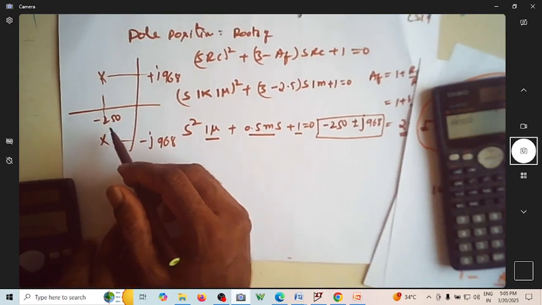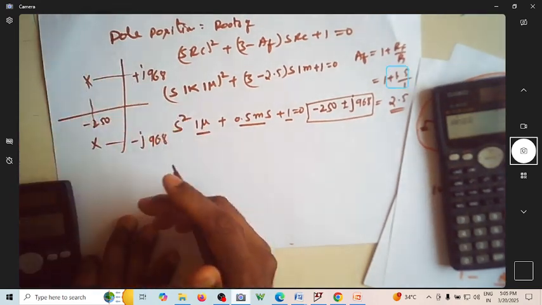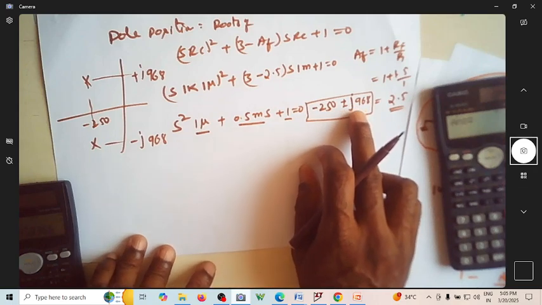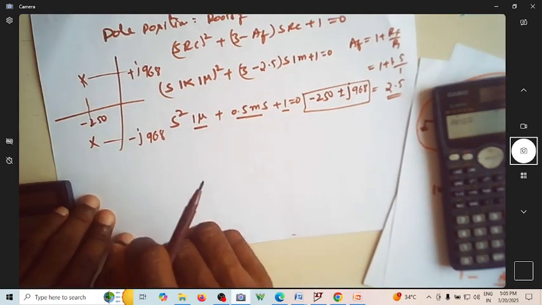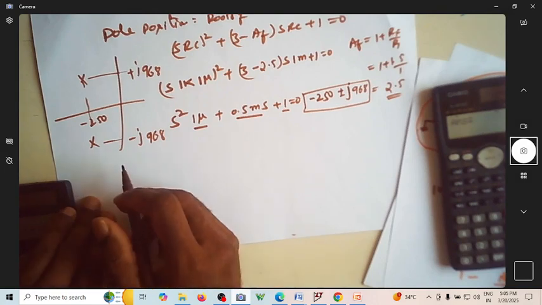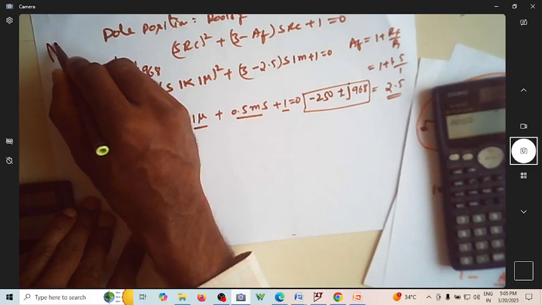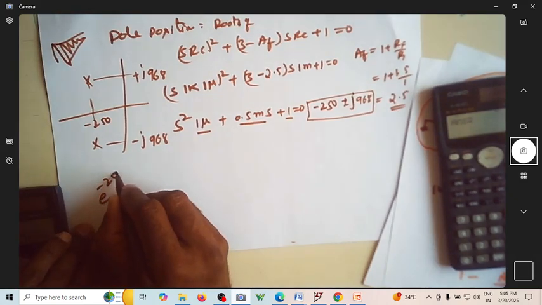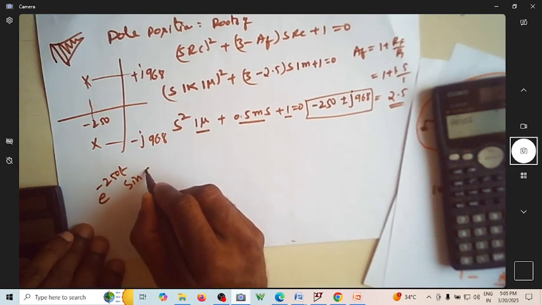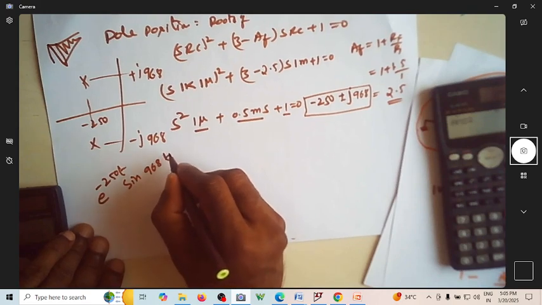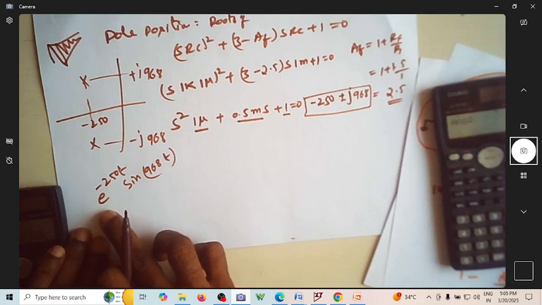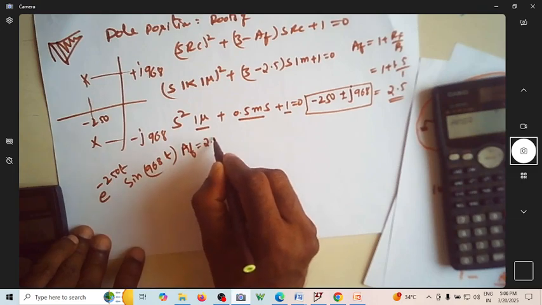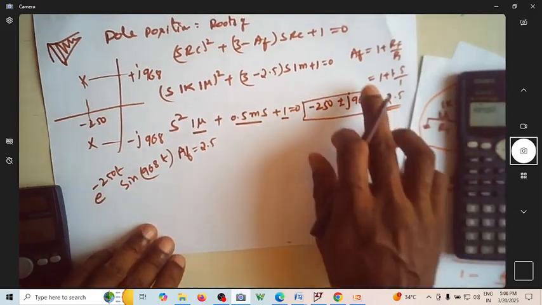We know that the system will be stable if the poles are on the left hand side of the s-plane. So you can see it is minus 250. This is your pole position. So if you give a spike as your input, you'll get this type of oscillations. So this will end up with e power minus 250t sine 968t. So this is the response you're going to get, with a gain of AF equal to 2.5, correct?